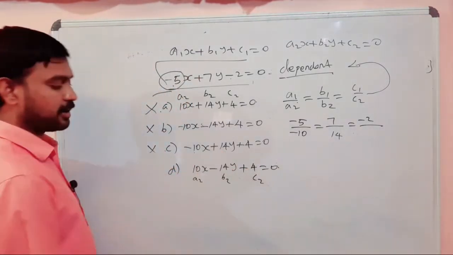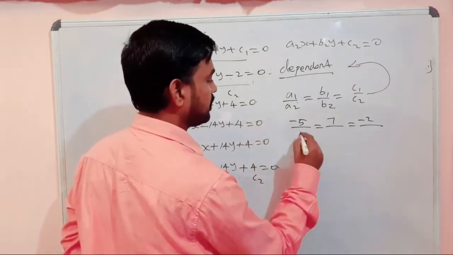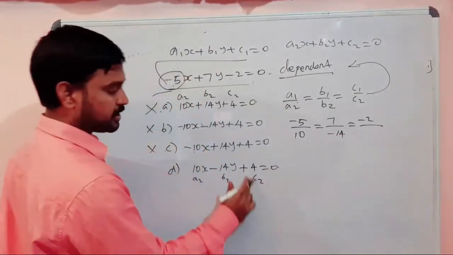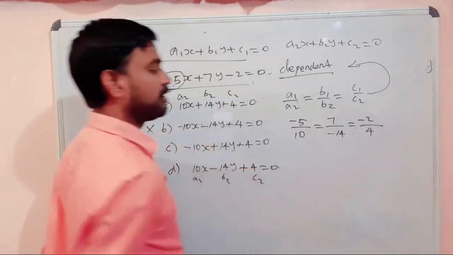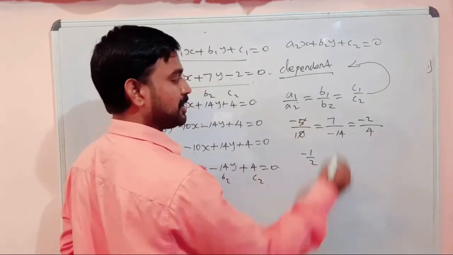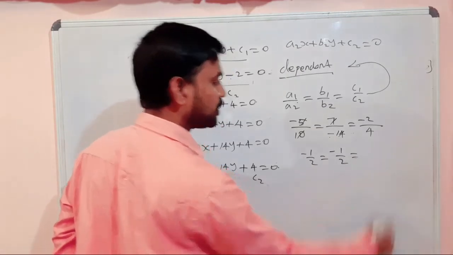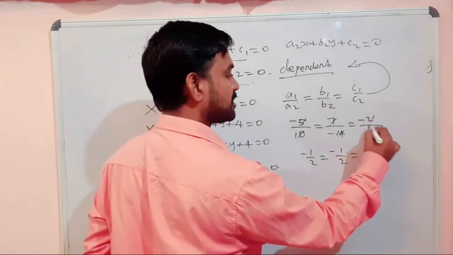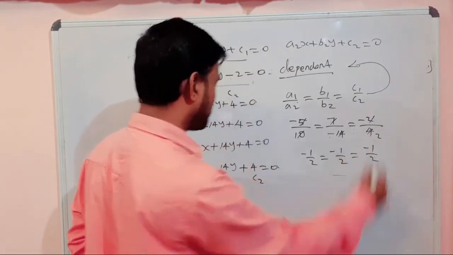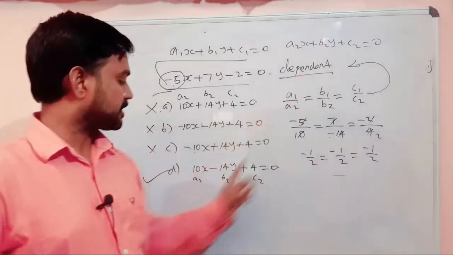Now we can give these values. So here A2 is 10, so we can give here 10 and here it is minus 14. So here minus 14. Here C2 is 4. So here 4. Now you look at minus 5 by 10, which is equal to minus 1 by 2. 7 by 14 is 1 by 2 and the negative symbol is there. So this is also minus 1 by 2. Here 2 and 4 cancel. This is also minus 1 by 2. So all the ratios are equal.